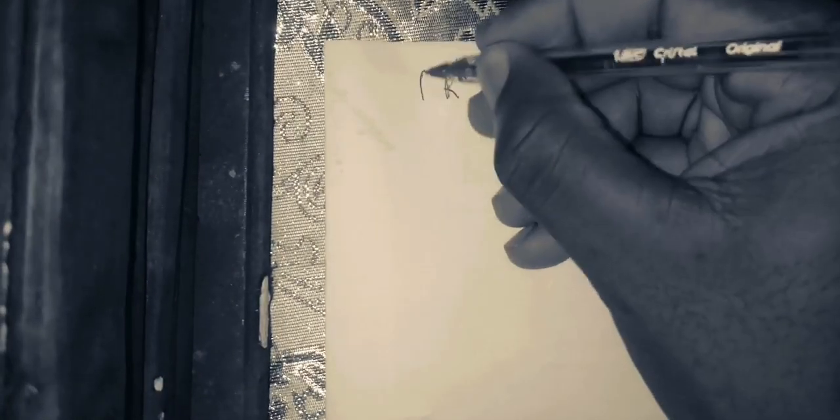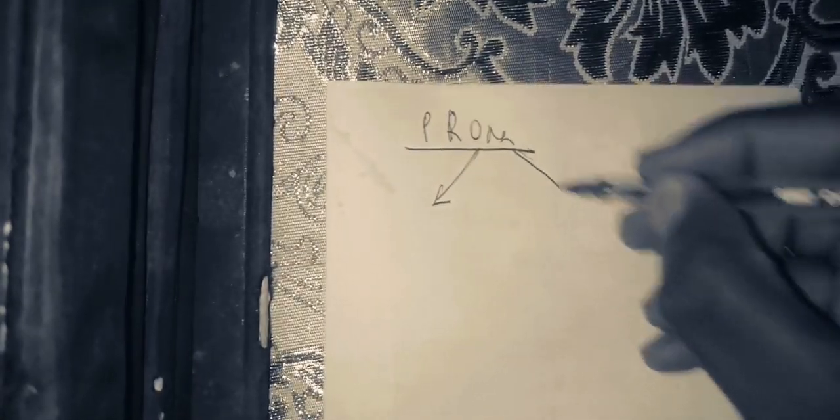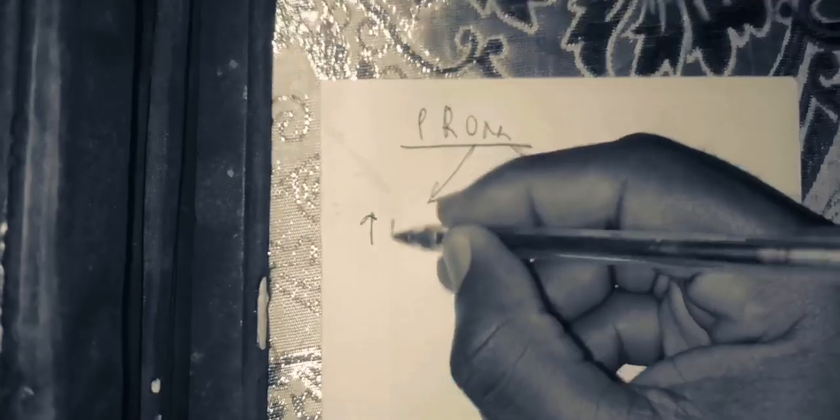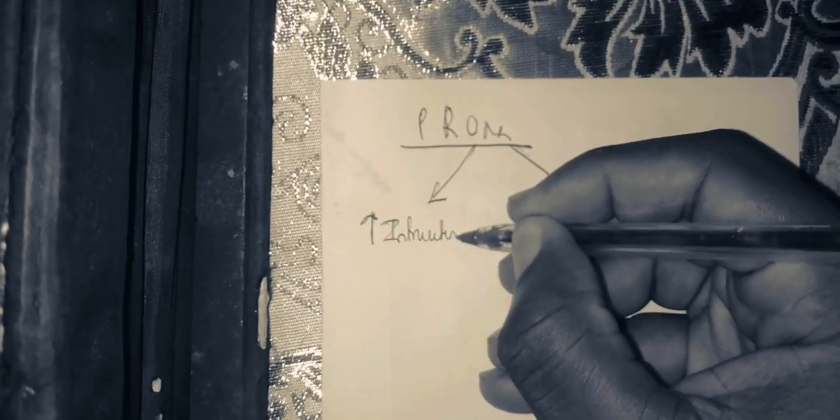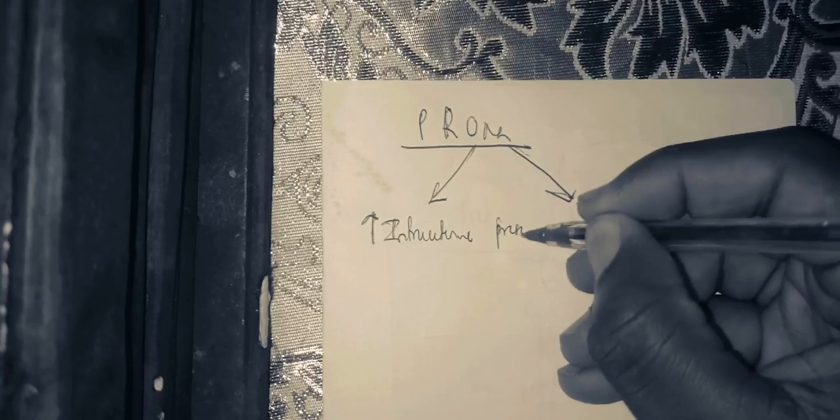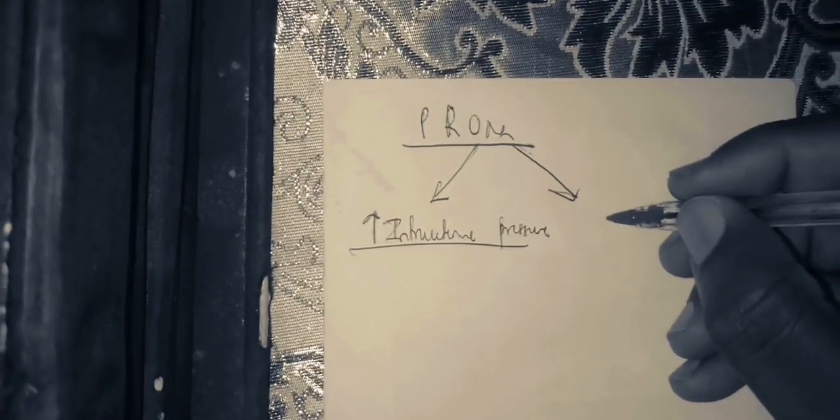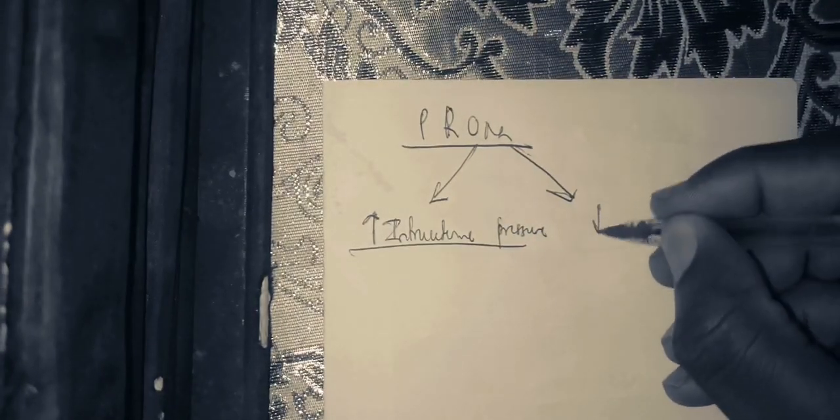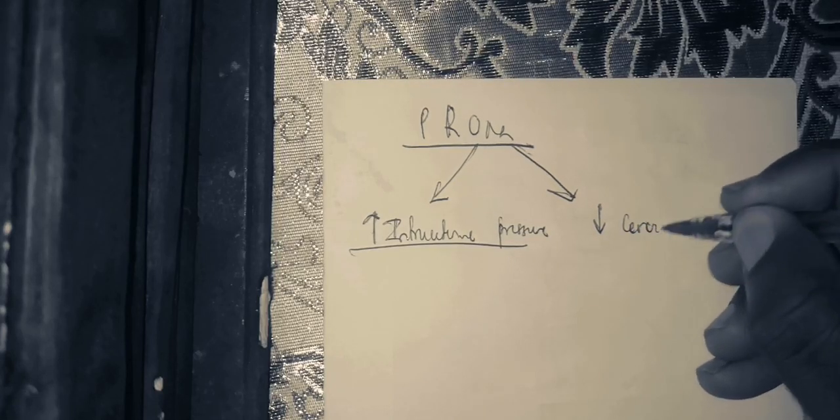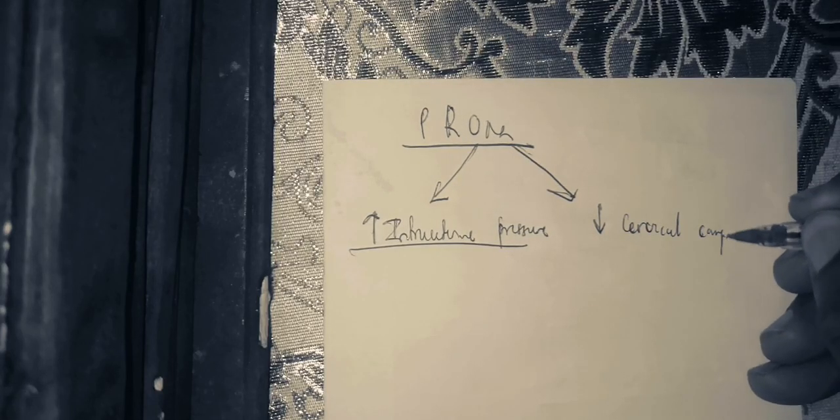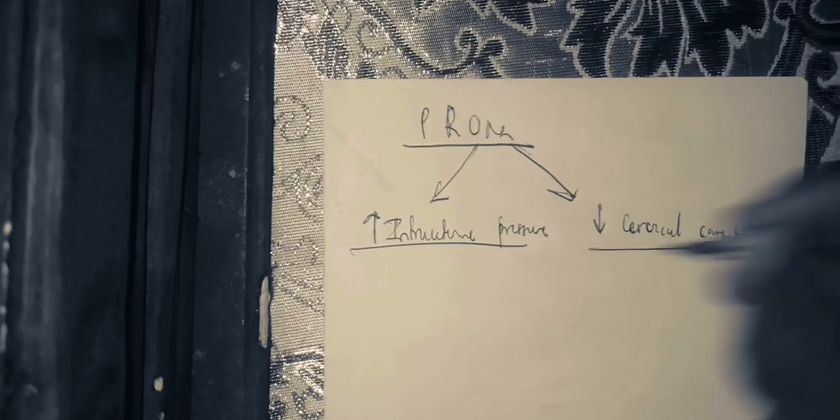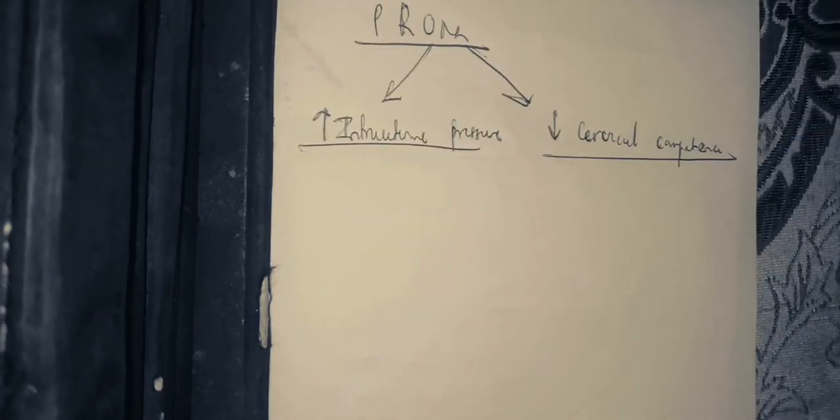Okay, so let's start now with premature rupture of membrane. Is it clear? So now the pathogenesis of premature rupture of membrane can be either related to an increase in intrauterine pressure, or the pathogenesis can be related to a decrease in cervical competence. Is it clear? Because you need to know that it is the cervix that helps to hold the pregnancy inside the uterus.